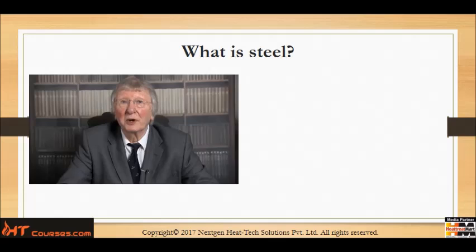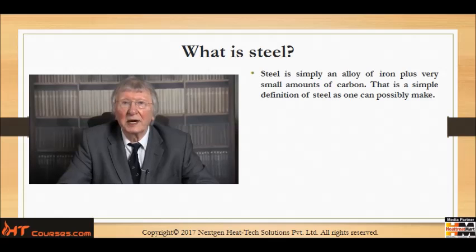Segment 1. What is steel? Steel is simply an alloy of iron plus very small amounts of carbon. That is a simple definition of steel as one can possibly make.